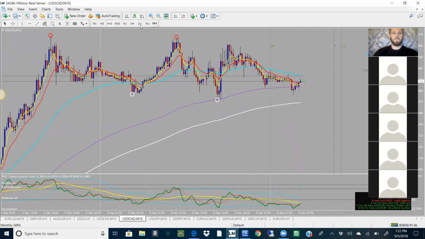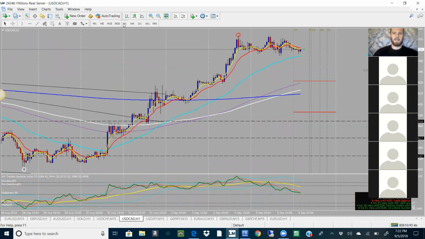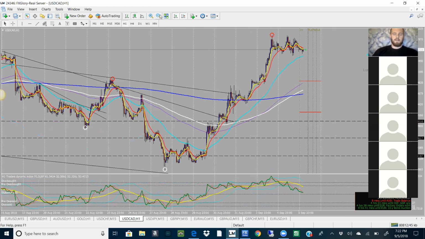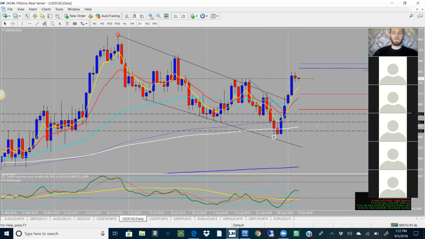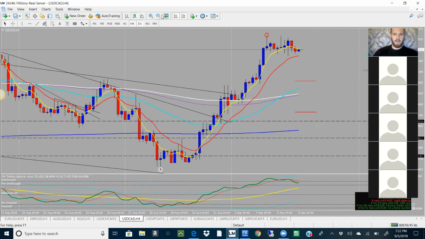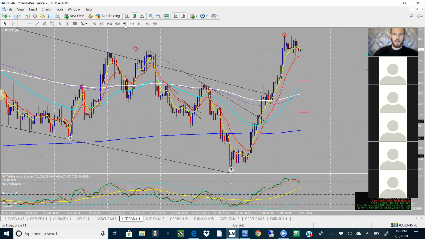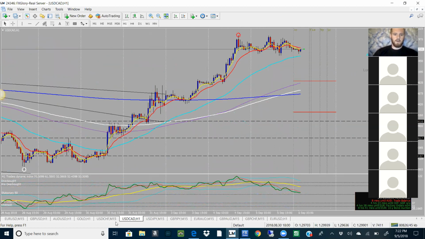UCAD. Man, this thing did not reverse last night. So I wait on this pair. I'll wait. It's gotta go up still. Still a buy. Consolidation. New high. Hence new low.